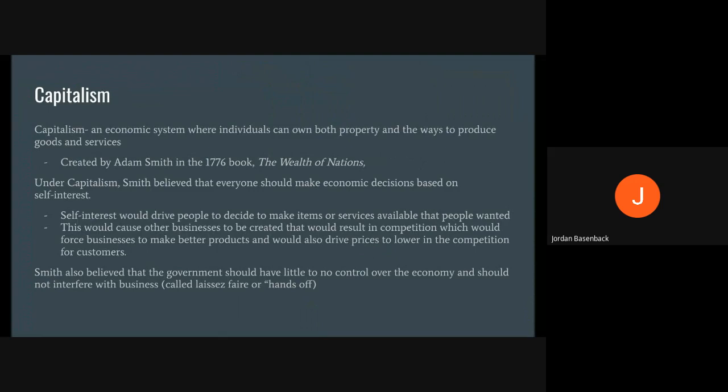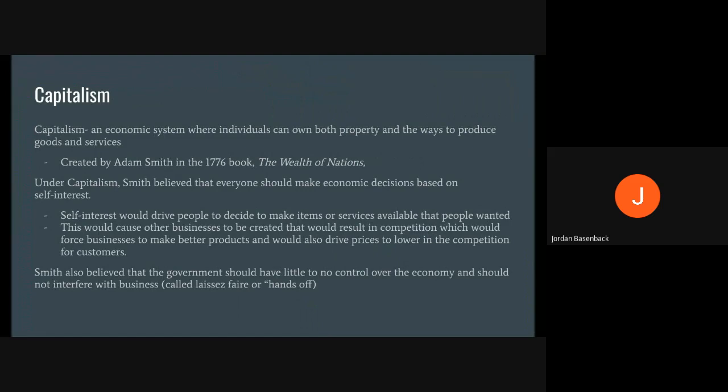And so this was created by Adam Smith in the 1776 book, The Wealth of Nations. Under his ideas, he believed that everyone should be able to make economic decisions based on what was best for them, also called their self-interest. If you're making decisions that are best for you, and they aren't made for you, this would drive people to make items or services available that people wanted. And this would cause other businesses to be created, resulting in competition.